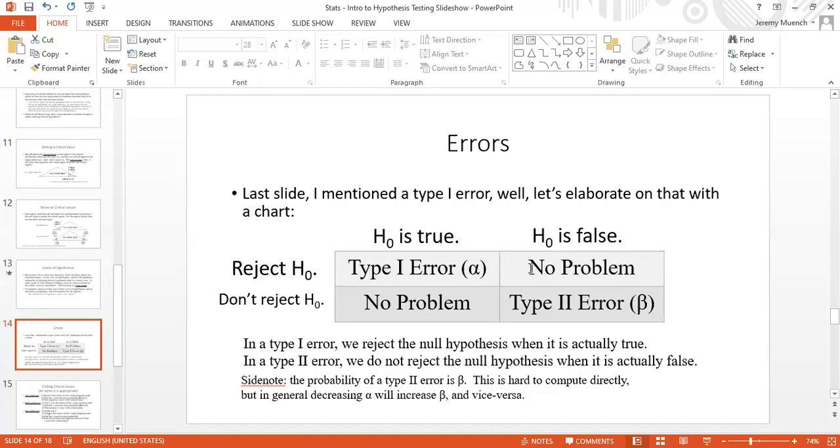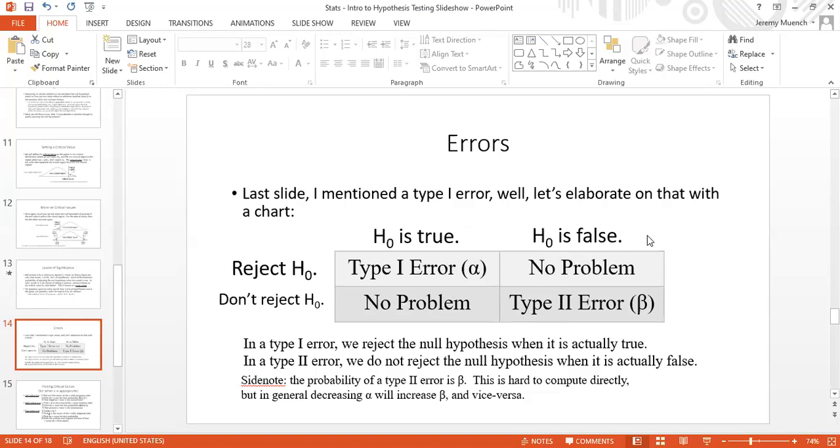If we reject the null hypothesis and it turns out that the null hypothesis is actually false, well, no problem, working as intended. If we don't reject the null hypothesis and it turns out that the null hypothesis is indeed true, again, no problem, working as intended. We base our experiment around the assumption that the null is true to begin with. So if we're not rejecting it, then that assumption essentially continues. So no problem.